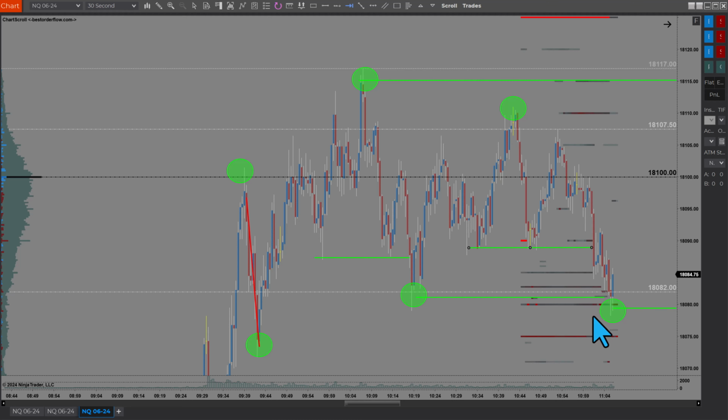From this very situation, we're seeing that there was a break of structure right here. Then we have another break of structure over here, and an even lower break of structure right over here. So the conclusion is we're going down.